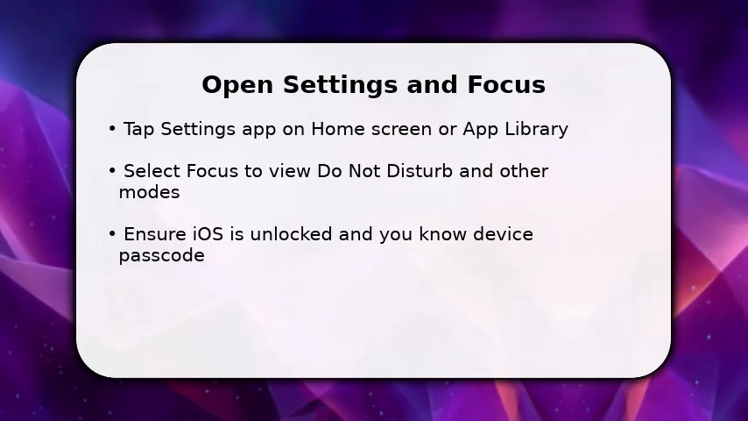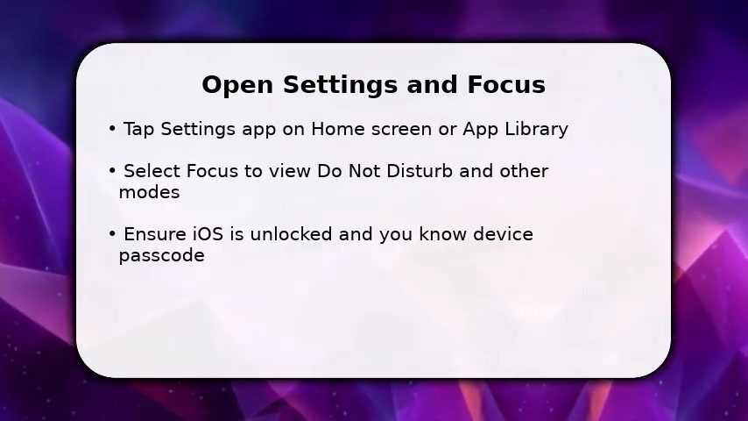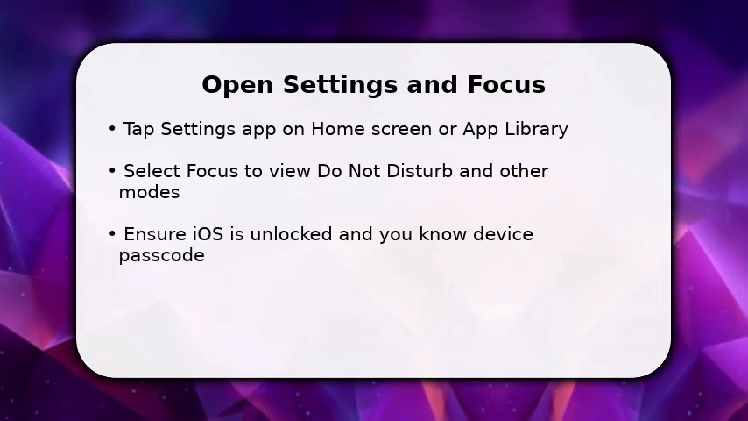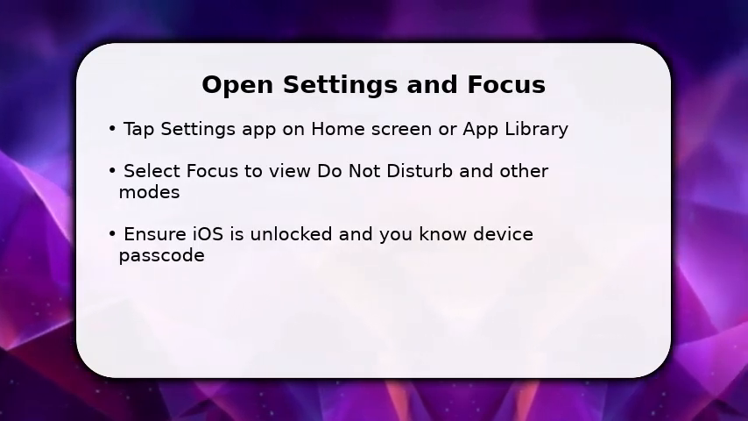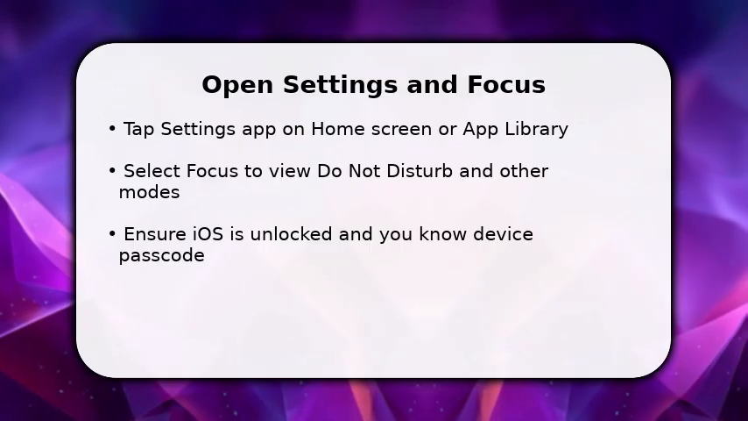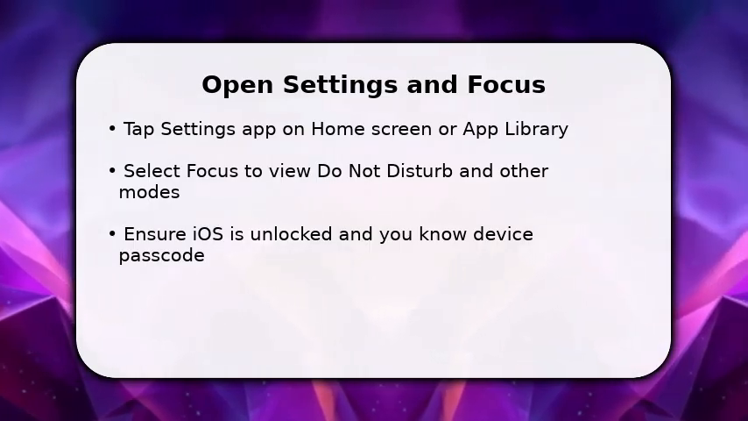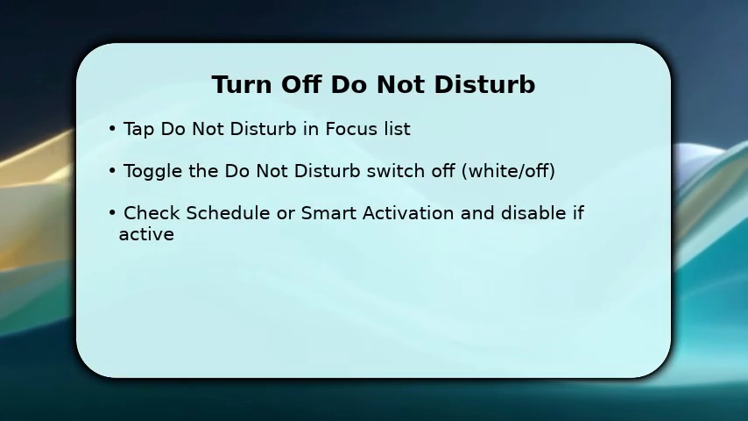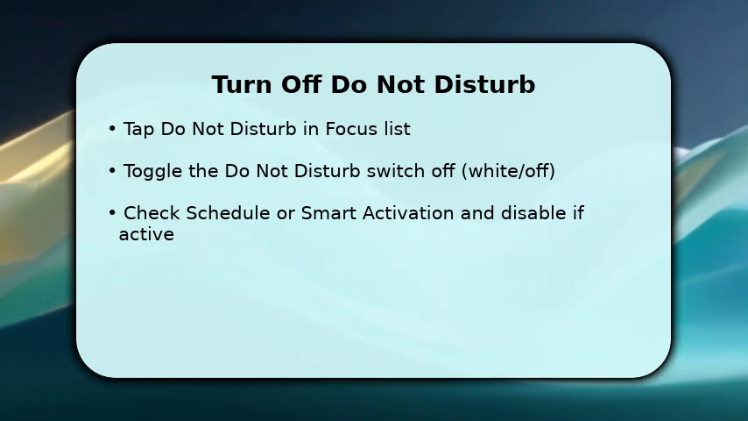You do this now to avoid toggling things in Control Center mid-call. The immediate goal is to find Do Not Disturb. Don't change Auto Reply or Sleep unless you know why, and keep Focus visible for the next step. Now, tap Do Not Disturb from the Focus list and look at the main switch at the top.